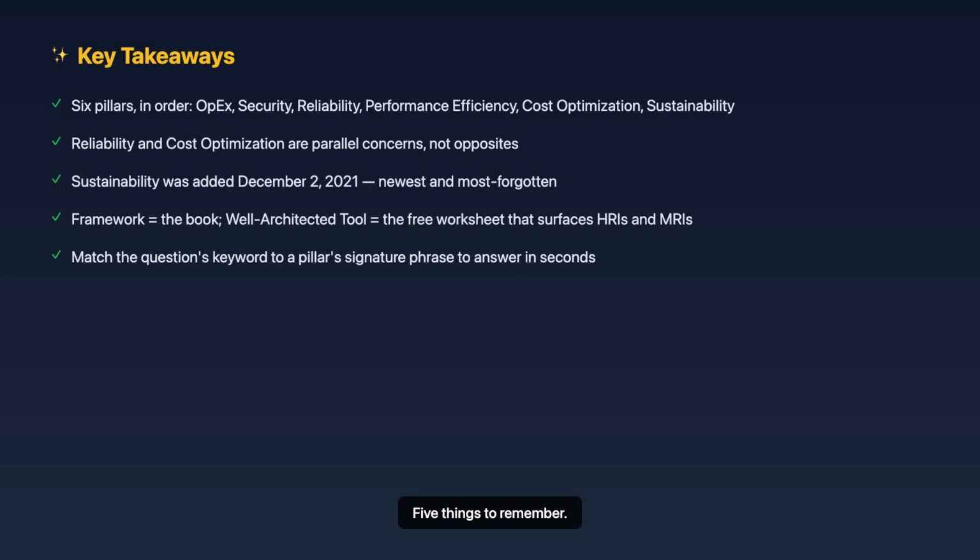5 things to remember. The 6 pillars in order are operational excellence, security, reliability, performance efficiency, cost optimization, and sustainability. Reliability and cost optimization are parallel concerns, not opposite ends of a slider. Sustainability was added on December 2, 2021, and it's the one candidates forget.